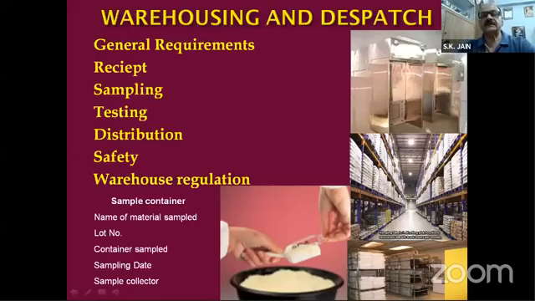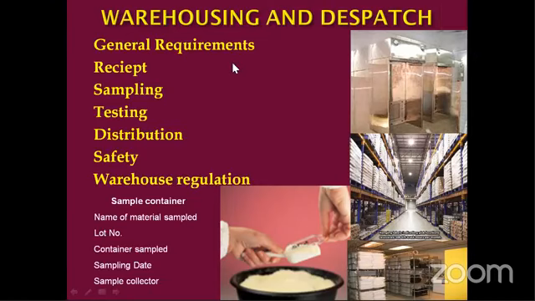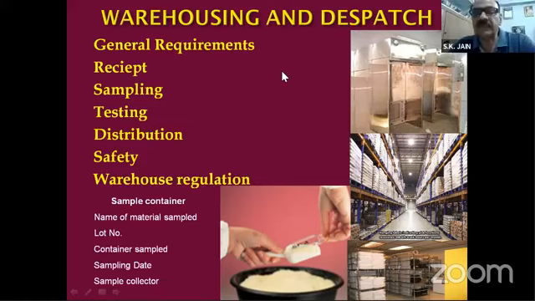Then warehouse and dispatch. Under this, the warehouse means where your product is stored. It starts from the raw material to the finished product. Raw material means raw material as well as the packing material that is coming into the premises. It should be properly screened. We must keep a label, and we have to check whether it is according to the purchase order or not.